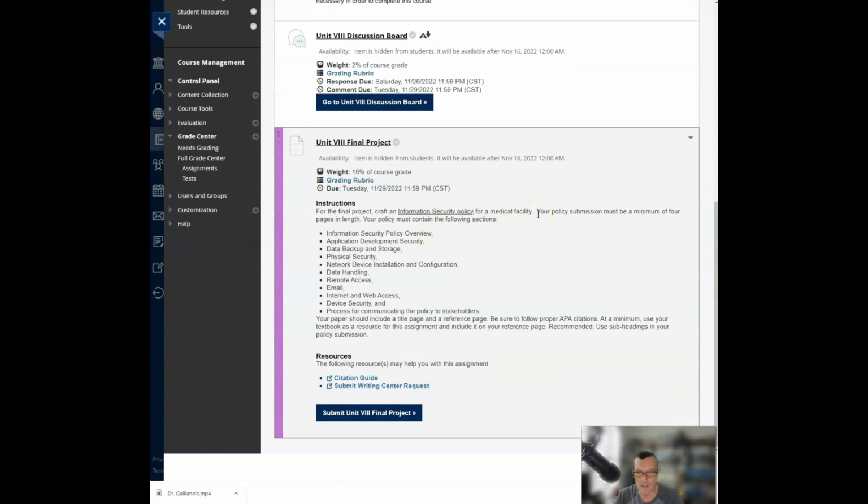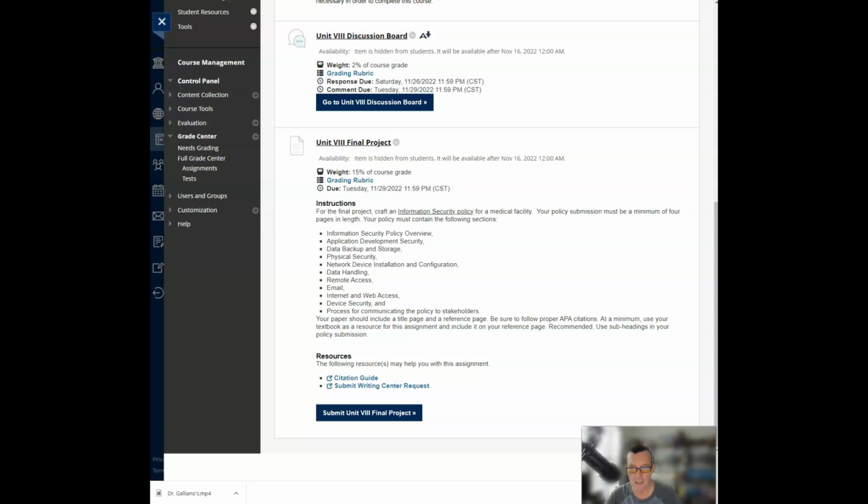All right, let's kind of wrap this up by looking at the project. Your final project is to create a holistic, complete information security policy for a medical facility. Let me say that last part again, for a medical facility. So your policy needs to be 4 pages in length, and literally it is a policy. Now, feel free to include the obligatory CSU title page, but what I want to see is a policy, not an essay, not a case study, not your description of the policy. I want to see a final policy.